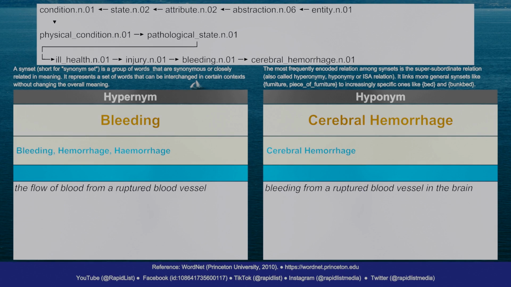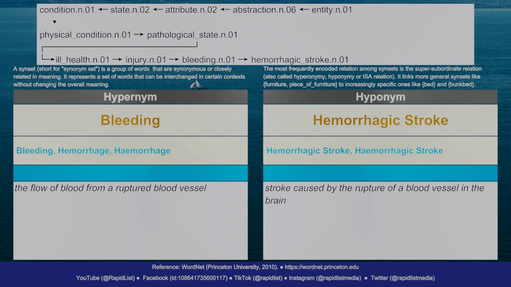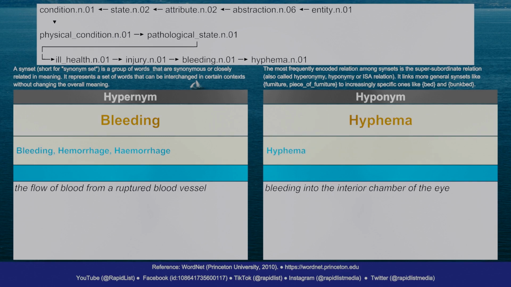Cerebral hemorrhage. Bleeding from a ruptured blood vessel in the brain. Hemorrhagic stroke. Stroke caused by the rupture of a blood vessel in the brain. Hyphema. Bleeding into the interior chamber of the eye.